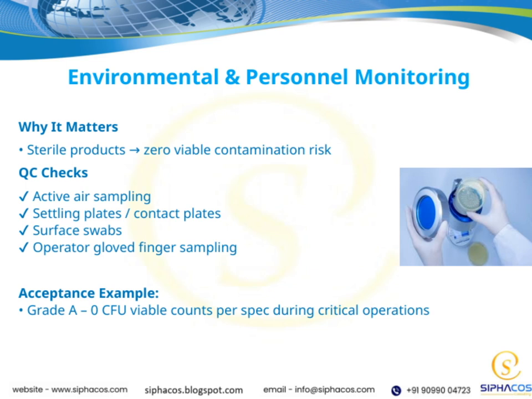Now, when we review these checks, we have acceptance criteria to determine if everything is within safe limits. For example, in Grade A areas, those critical zones, we aim for zero colony-forming units, or CFUs, during critical operations. That means no viable microbial counts should be detected, ensuring the environment remains as sterile as possible.